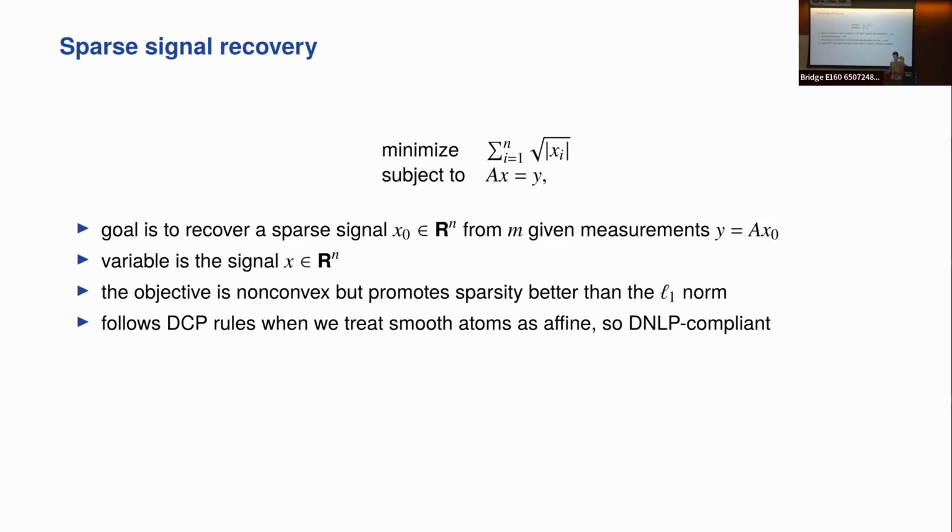And if you draw that function, the L1 norm looks like that. This function looks even sharper. So this objective function promotes sparsity even more aggressively than an L1 norm. And you can parse this problem. The square root here is a smooth atom in our world, because it is twice continuously differentiable in the interior of its domain. So if you just treat the square root as affine, well, then you have something affine of the absolute value, that's convex. If you do that, then it satisfies the DCP rules, so it is actually DNLP.